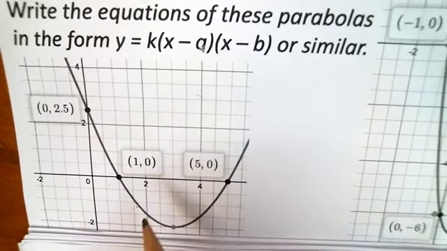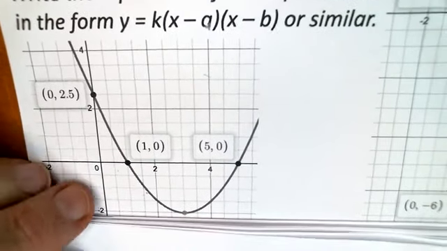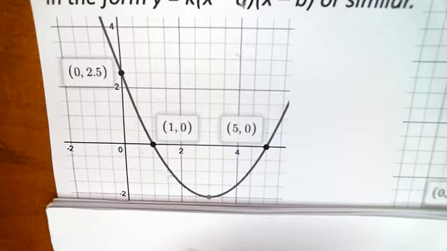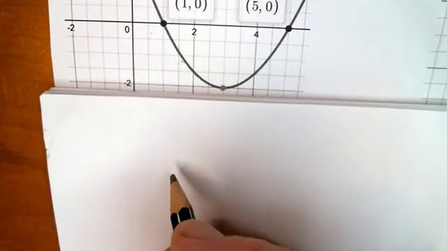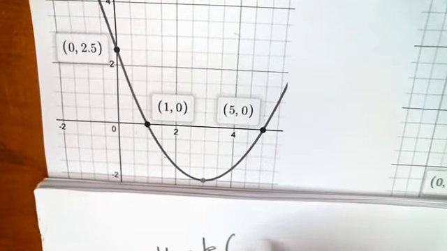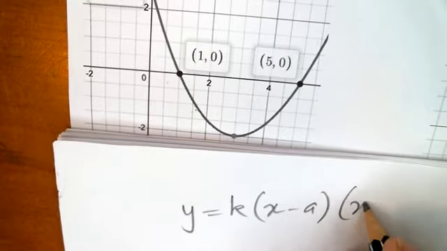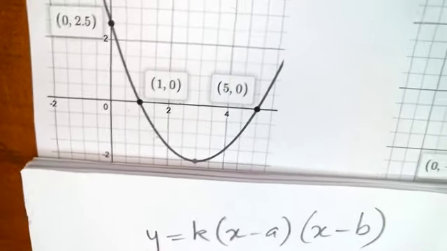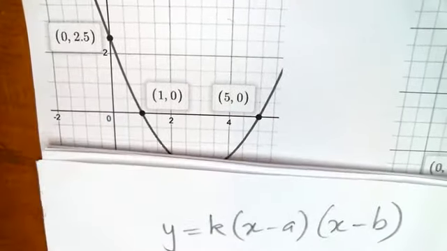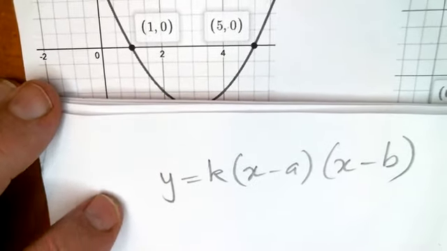So in fact, let's go ahead and do this first one. So what do we have here? I'll start by writing the equation out. So here's the equation. We've got y is equal to k. That's going to be the coefficient of this whole thing. We've got an x minus a, x minus b, and we're going to now find the a and b. Well, the a and b are just the x values here and here, and we just put those in straight away. We don't even have to think about them.